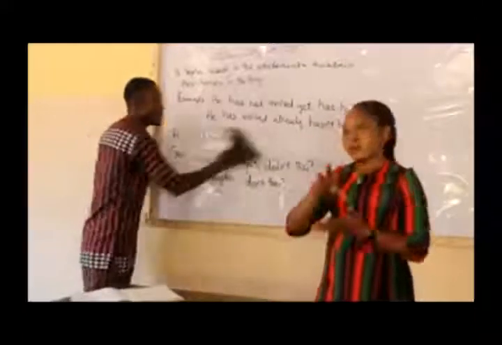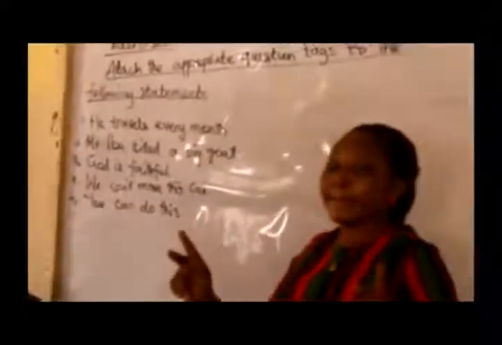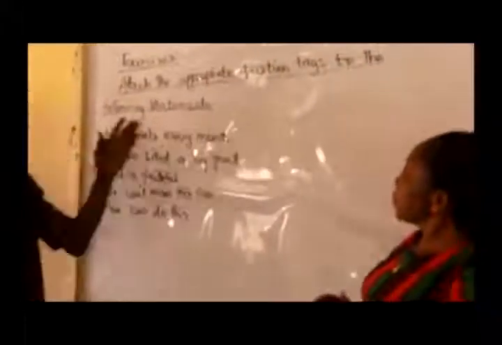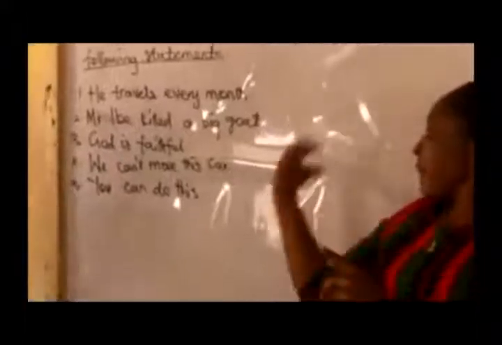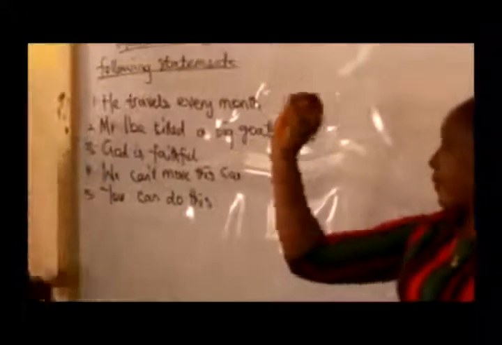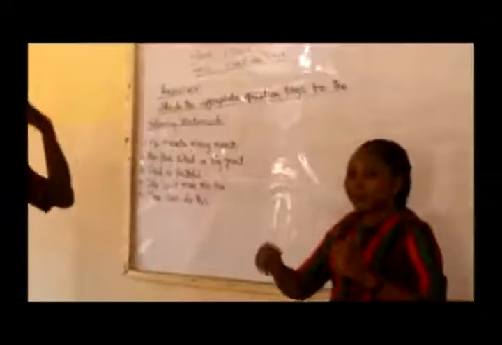Now let's give you some exercises to do. So now look at the exercises. The question says: attach the appropriate question tags to the following statements. He travels every month. Mr. Ebay killed a big goat. God is faithful. We can't move this car. You can do this. So try and get the correct tags to turn these statements into questions.